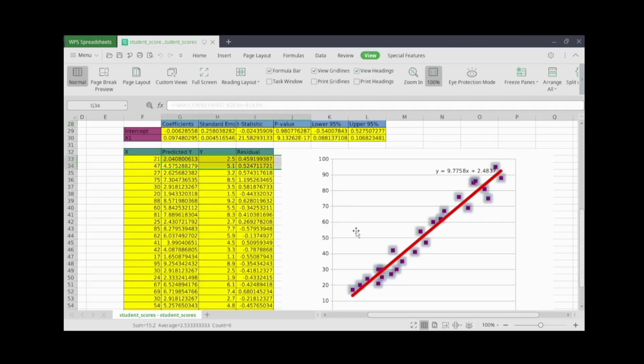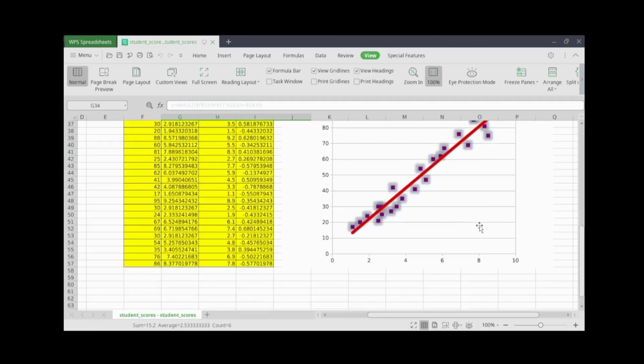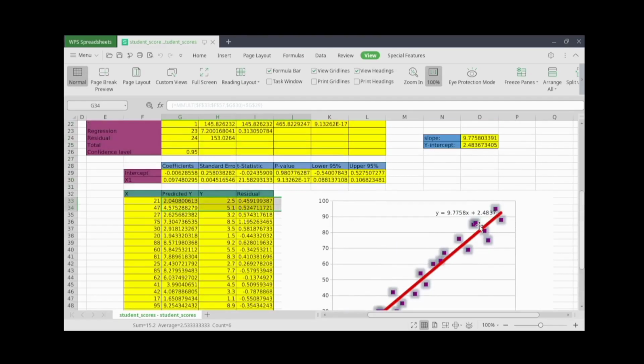Here we are plotting the scatter plot, and then plotting the regression line using y equals mx plus c, which is 9.7758x plus 2.4837. The scatter points are plotted using the given dataset. We have found that the slope, y-intercept and R square values are exactly the same as when implemented using Python.